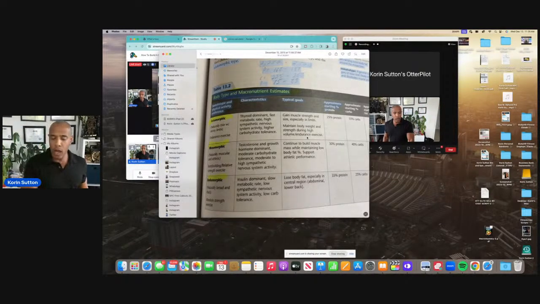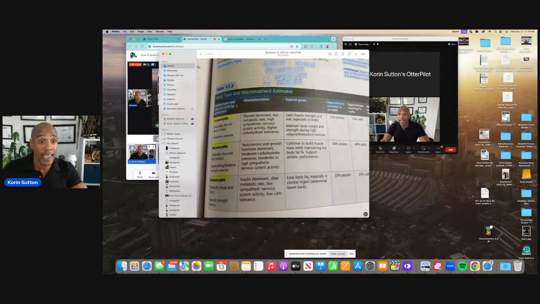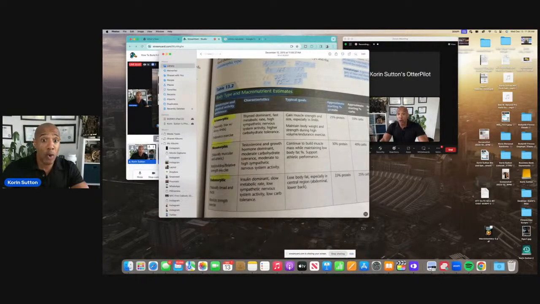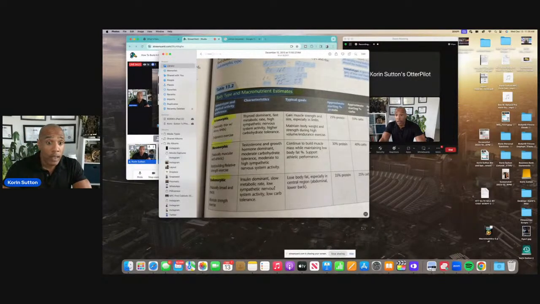But on a negative note, let's say we have a natural ectomorph who's skinny, but let's say they're skinny fat. So if we're looking at this, they would be more like on the ecto-meso or ecto-endo. You know what I'm saying? Like on two polar opposite ends, because they're not running. They're eating a bunch of garbage. Their ratio of their macros is all out of whack. So a lot of things that should be happening are not happening. Like they're more insulin dominant. They have a slow metabolic rate. They're low sympathetic nervous system, low carb tolerant.